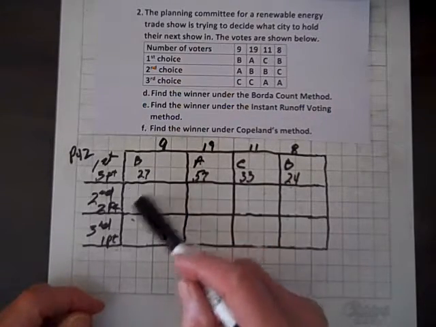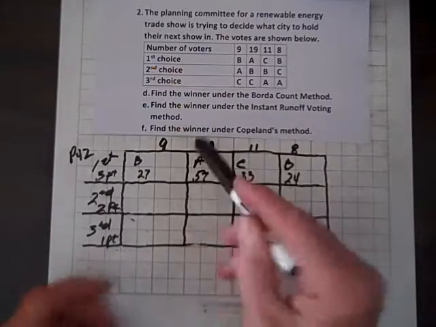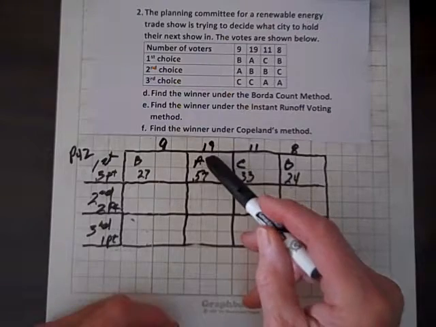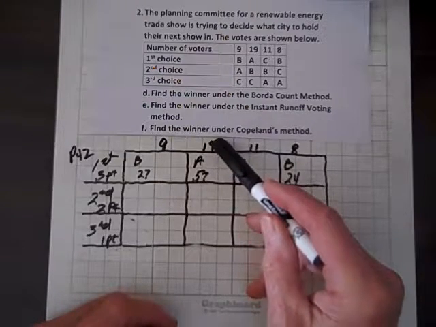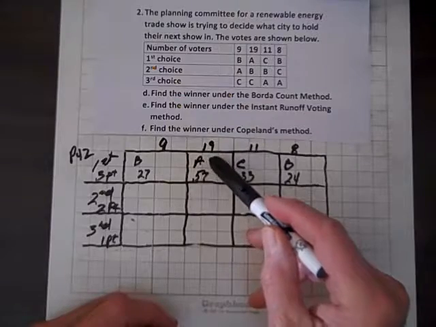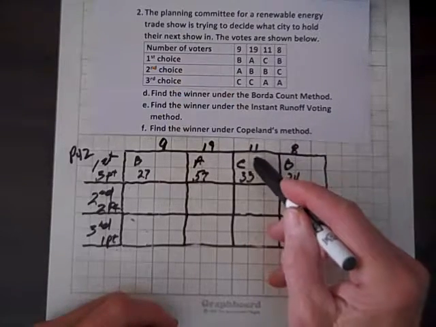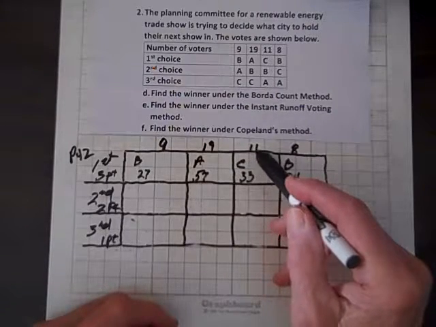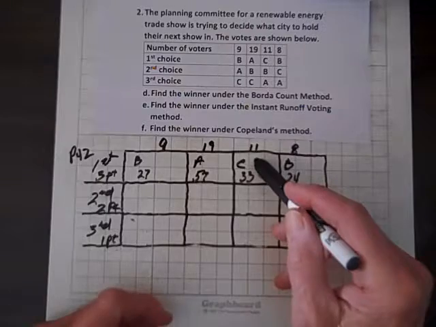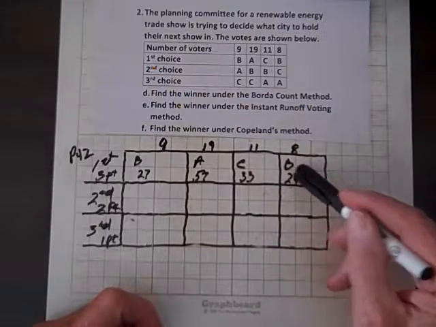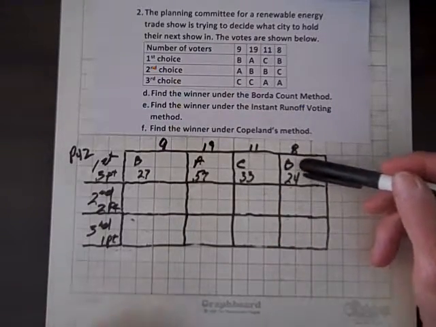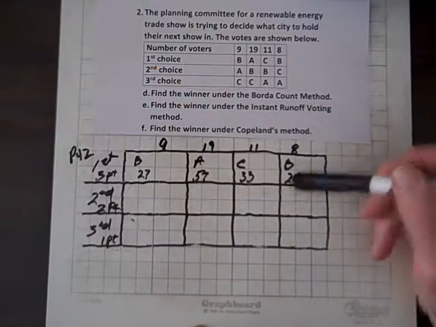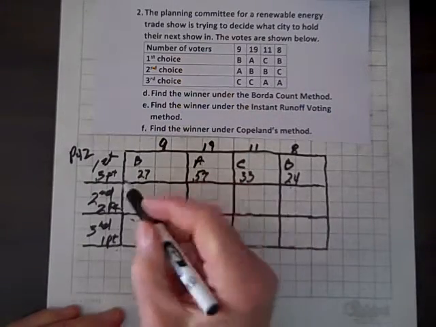So B received 9 votes in the first column, and 3 times 9 is 27. A received in the second column 19 votes, and 3 times 19 is 57. C in this third column of votes received 11, and at 3 points apiece, that's 33 points. And finally, B won again in the last column, and 8 votes in this column, and 3 times 8 is 24. Now let's keep going.